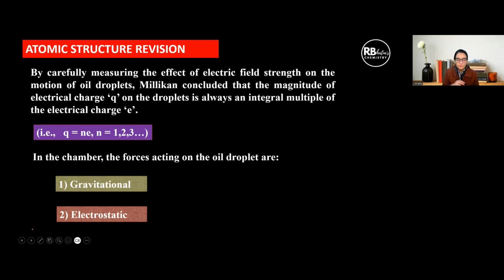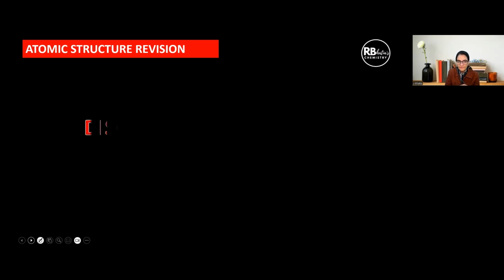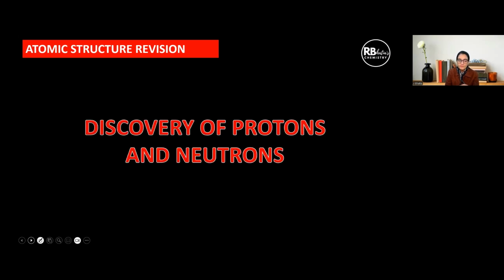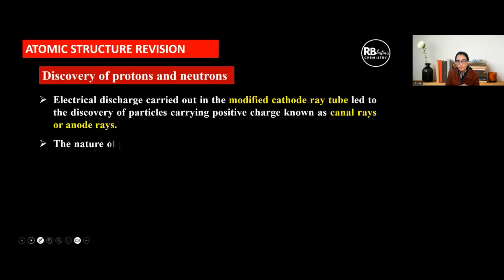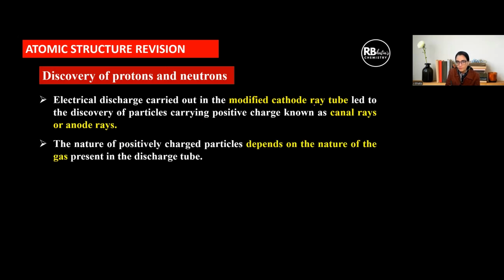Again, a 1 mark question. What were the forces acting on the oil droplet? Gravitational forces pulling it downward, electrostatic forces repelling it upwards, as I've already explained. Right? So, based on this, the charge to mass ratio, the charge on the electron was calculated. Now, discovery of protons and neutrons. How was the discovery of protons and neutrons done? Again, it was done in a modified cathode ray tube.